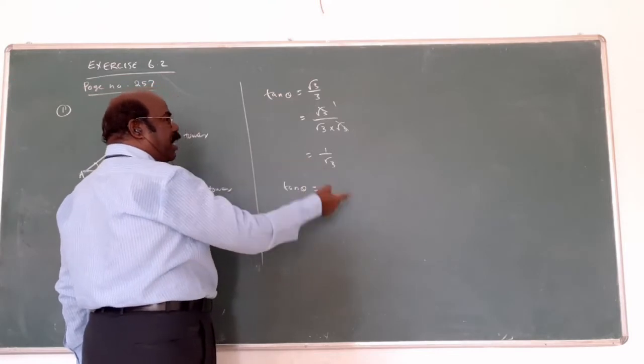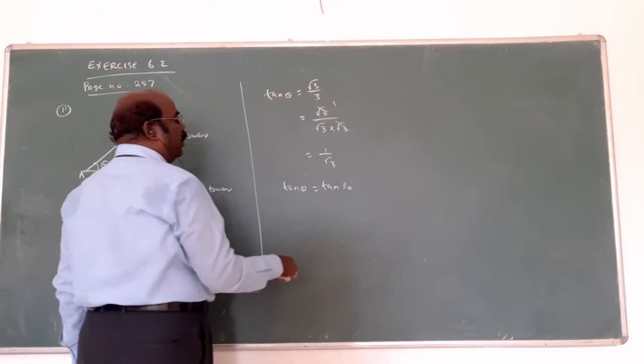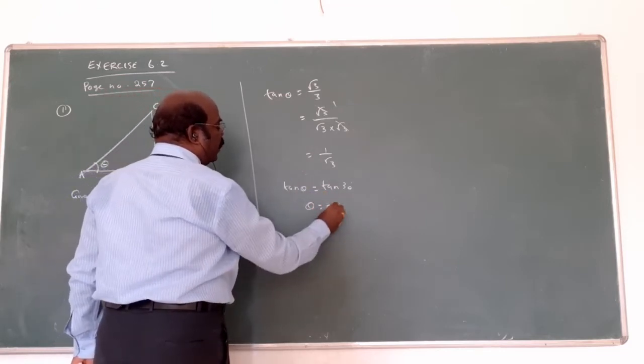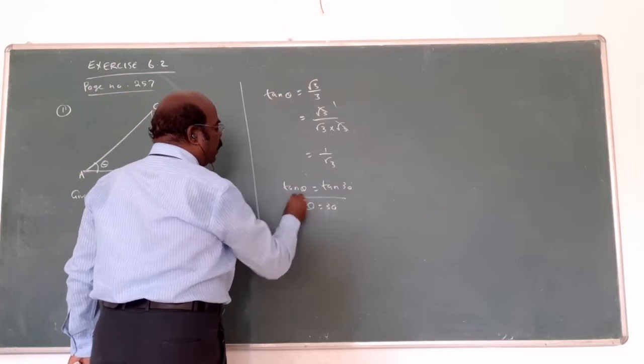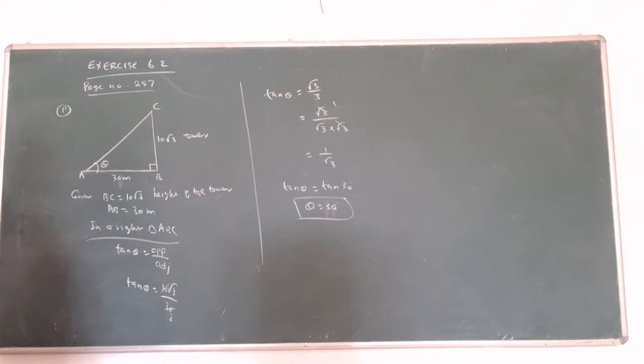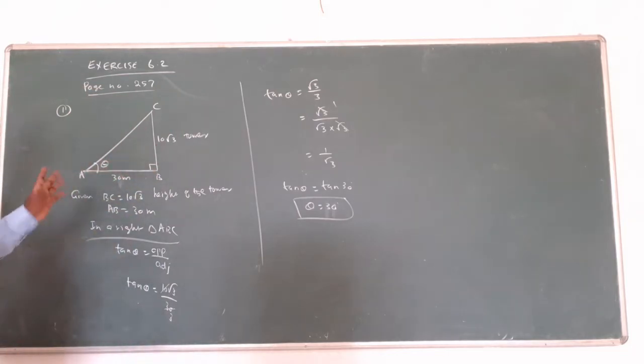What is the reason? Tan of which angle is equal to 1 by √3? Tan of 30 degrees is equal to 1 by √3. Tan cancels, so theta equals 30 degrees. This is the answer, because only the angle of elevation is asked. In this problem the angle is asked, but if the angle is given, height is asked. Anyway, both use the same method.